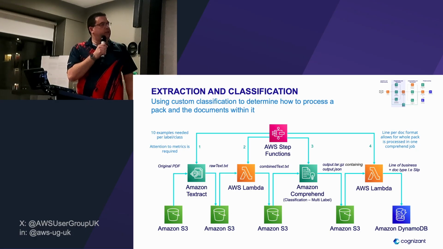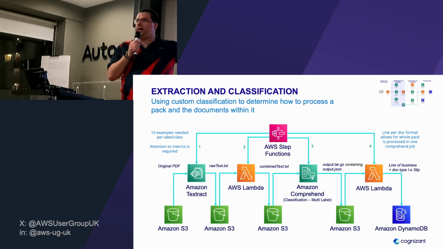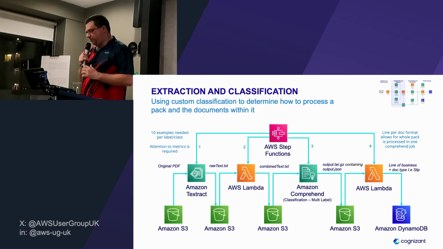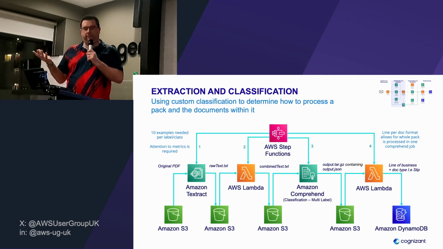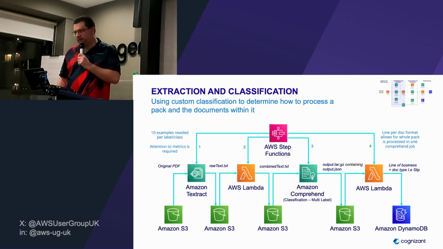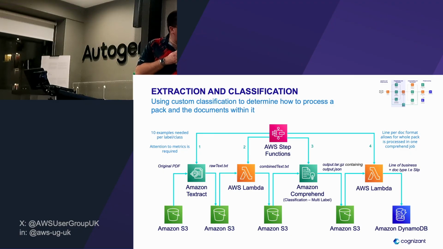So we then had to push that into a format that Comprehend wanted. Comprehend uses a slightly different text format, so we had to do some munging of it in the Lambda to put it through Comprehend. And we developed a multi-label classification model to allow us to do that. That produces a zip file, this one over here.